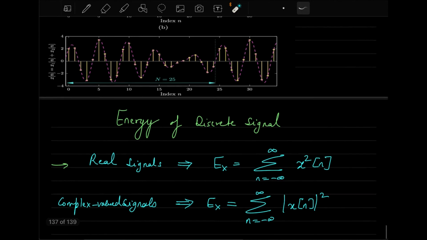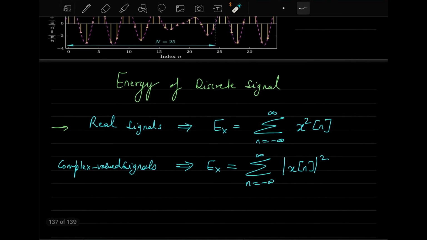Okay, so in case of energy of the discrete time signals, if you want to calculate the discrete time signal energy, how will you calculate it? Again, you have two different parts. One is the real signals, another one is the complex valued signals. In case of real signals, you can do it in the same way as we were doing in the continuous setting. The only difference is now you have discrete x[n] over here. Similarly, for the complex valued signal, you will take the norm of this x[n].